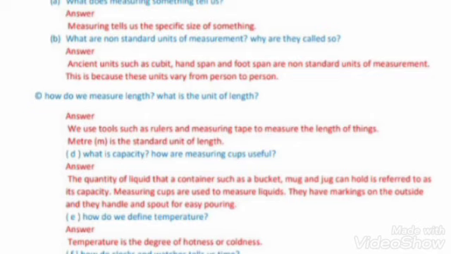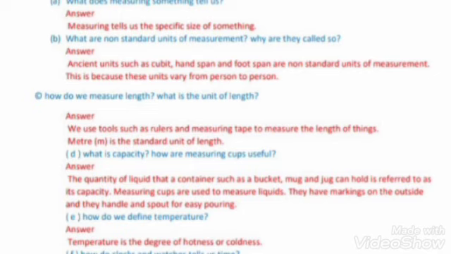Chapter 13. Question number 1. What does measuring something tell us? Measuring tells us the specific size of something. Question 2. What are non-standard units of measurement? Why are they called so? Ancient units such as cubit, handspan and footspan are non-standard units of measurement.